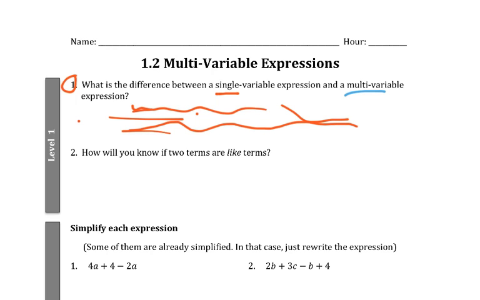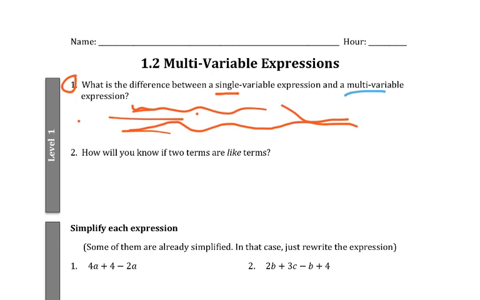Or let's say that you have two terms that don't have any variable at all. If they're constants, those are like terms. So put that in your own words. So again, two terms are like terms if they have the same variable, or if they don't have any variable at all.